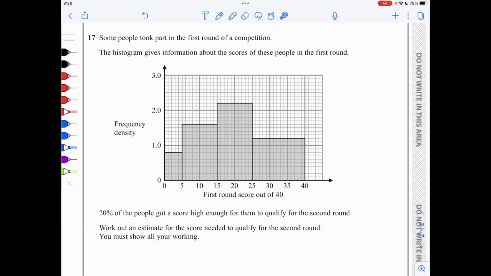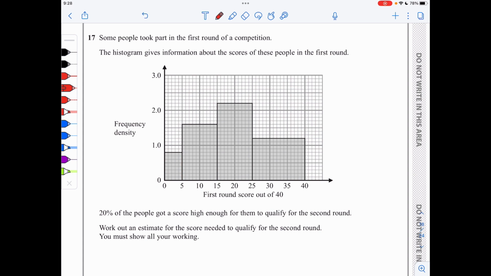In 17, we've got a histogram of the scores of people, and we know that in a histogram, it's the area that gives me the frequency. We are told that 20% of the people got a score high enough to qualify for the second round, and we need to find this score, this qualifying score. I will start by finding the area of each bar.